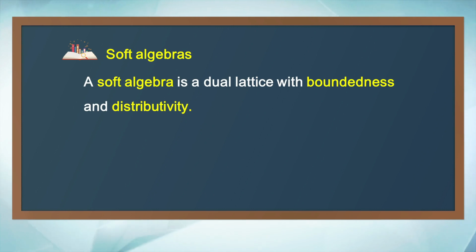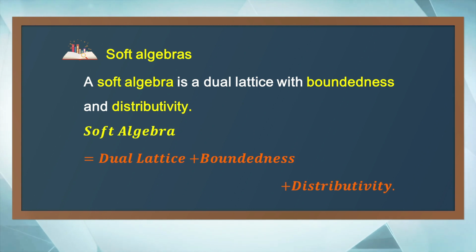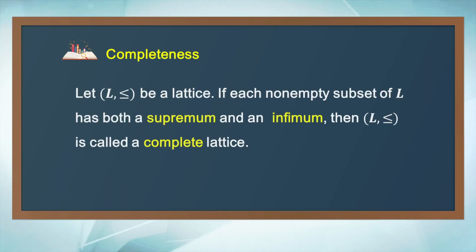A soft algebra is a dual lattice, together with boundedness and distributivity. That is, a dual lattice is called a soft algebra if it is a bounded, distributive lattice. Next, we will introduce the completeness of a lattice. Suppose this is a lattice. If each non-empty subset of L has both a supremum and an infimum, then it is called a complete lattice.